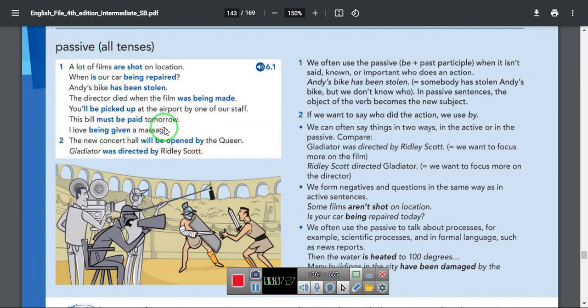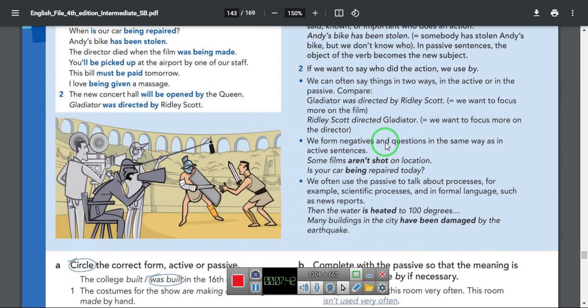Сравните. Gladiator was directed by Ridley Scott. We want to focus more on the film, потому что фокус больше на фильме. Ridley Scott directed Gladiator. Ridley Scott снял Гладиатора. We want to focus more on the director.